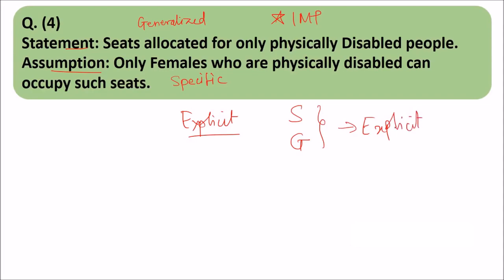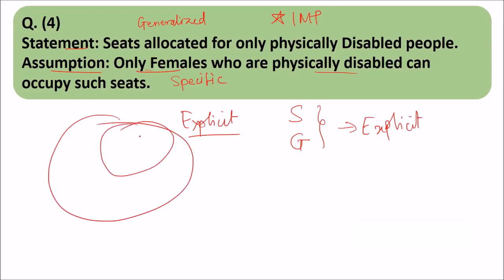Now let us see what is generalized and specific. Here, what is the statement? Seats allocated for only physically disabled people. That means the seats are for all the physically disabled people. This is a general statement, but the assumption is that only the females who are physically disabled occupy such seats. So within the physically disabled category, only the females who are physically disabled will occupy the seats. This has been assumed, so it is a very specific assumption. So if the statement is generalized and the assumption is very specific, then it is explicit. And vice versa also.